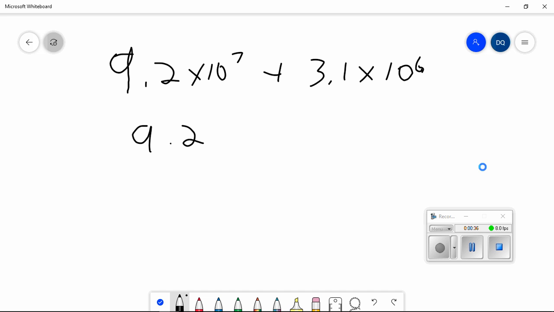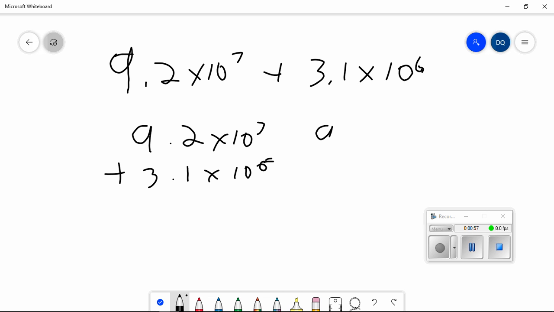You could go 9.2 times 10 to the 7 plus 3.1 times 10 to the 6. And it really looks like we should be adding the 2 and the 1 and the 9 and the 3. This is a warning. Don't do that. What you want to do is write this out as a decimal number.